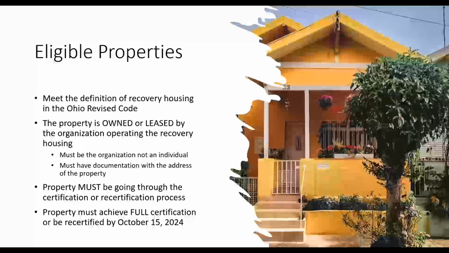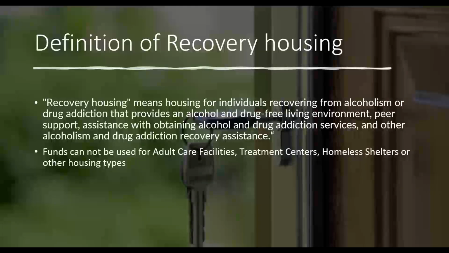Eligible properties must meet the definition of recovery housing in the Ohio Revised Code, and I'm going to skip ahead here to the definition of recovery housing. It is housing for individuals recovering from alcoholism or drug addiction that provides an alcohol and drug-free living environment, peer support, assistance with obtaining alcohol and drug addiction services, and other alcoholism and drug addiction recovery assistance. So this means that funds are only for recovery homes. Funds cannot be used for adult care facilities or residential treatment centers, or homeless shelters, or other housing types.